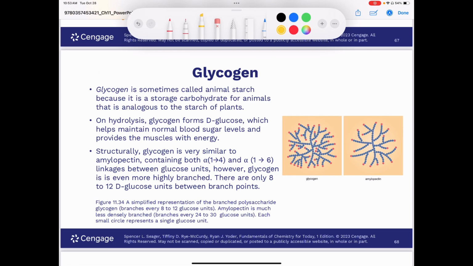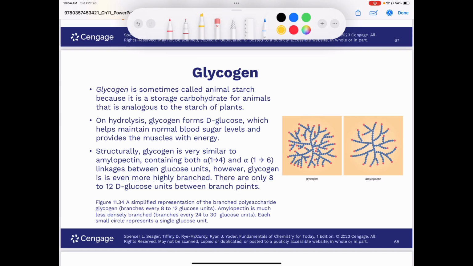The polysaccharide glycogen is sometimes called animal starch because it is a storage carbohydrate for animals that is analogous to the starch of plants. It's especially abundant in the liver and muscles where excess glucose is taken in by an animal and is stored for future use. On hydrolysis, glycogen forms D-glucose, which helps maintain normal blood sugar levels and provides the muscles with energy.